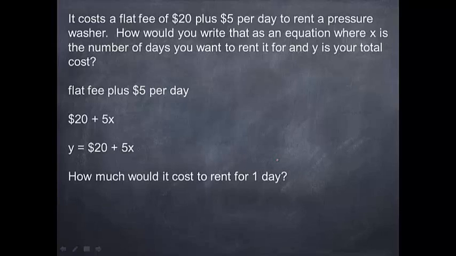Alright, so we have y. We have to plug in the number of days. So if we look back up here, it says where x is the number of days. So we know x is going to be our number of days. So how many days do we have? 1. So we have y equals 20 plus 5 times 1 for 1 day. So what is our total cost?